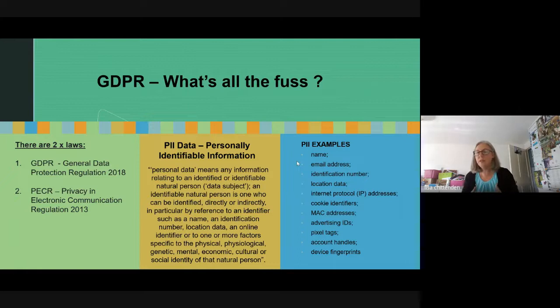When I said earlier, things can be a bit grey, and you'll see as we go through this presentation, it's almost like the 2 laws sometimes don't contradict each other, but they don't always match up. And this is what leaves businesses at risk sometimes.